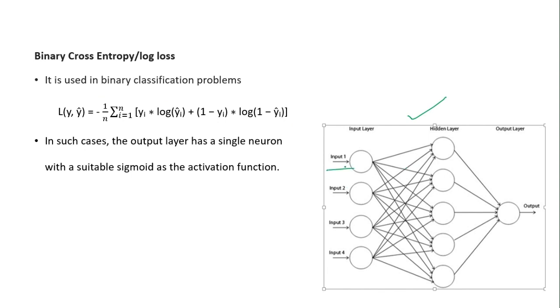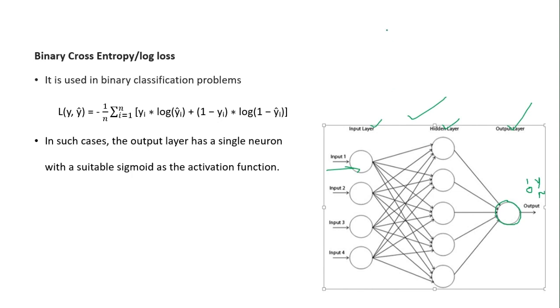You have different inputs here in the input layer. Then a hidden layer is there. Then in the output, we have only one neuron. So the output will be only one or zero, or we can say yes or no. So this is a type of binary classification.